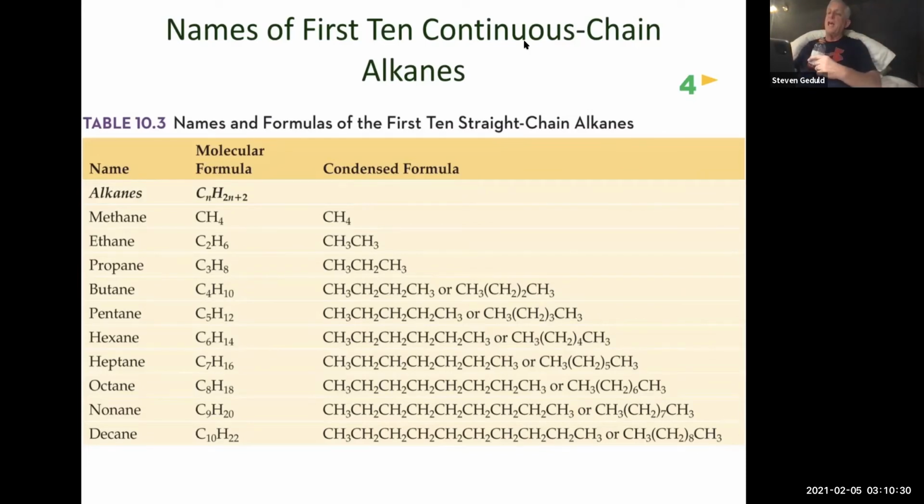So this is for alkanes. Alkanes are single bonds. If there's 1 carbon, it's methane. If there's 2 carbons, it's ethane. If there's 3 carbons, it's propane. 4 carbons is butane. 5 carbons is pentane. 6 carbons is hexane. 7 carbons is heptane. 8 carbons is octane. 9 carbons is nonane. 10 carbons is decane. Those are the abbreviations.